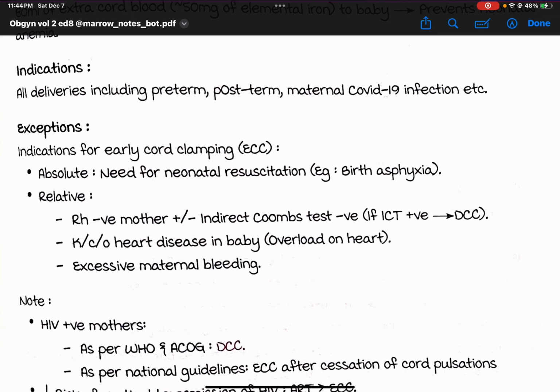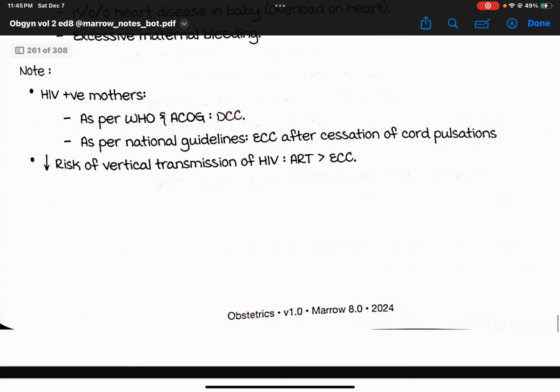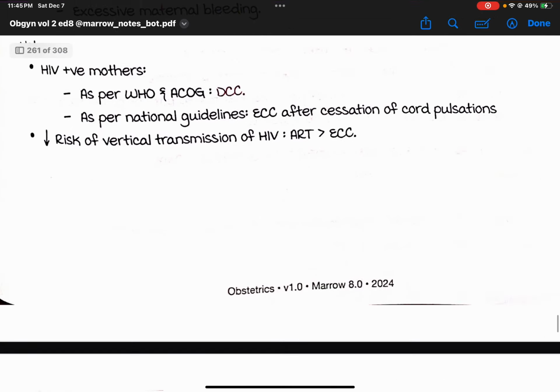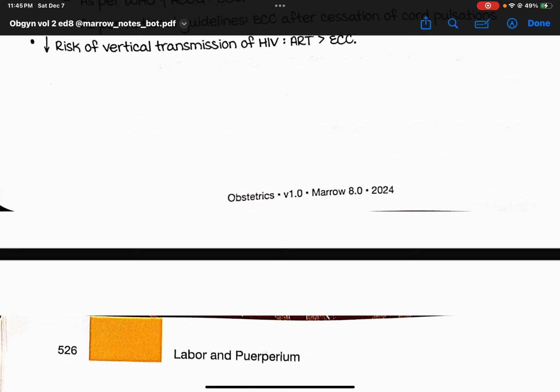Known case of heart disease in the baby, due to overload on the heart. Excessive maternal bleeding. Note: for an HIV positive mother, as per WHO and ACOG, you have to do delayed cord clamping. As per national guidelines, early cord clamping is done after cessation of cord pulsations. Decreased risk of vertical transmission of HIV is more with ART than with cord clamping.